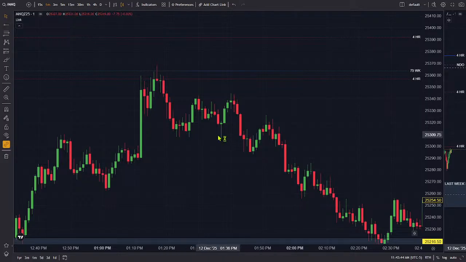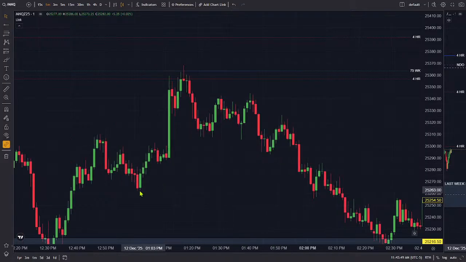This could still be a range at this point, but when we broke below right here, you're good to aim for at least this point right here. So you could get in here and aim for there. Not a lot of points. Don't even know if it's worth it at that time of day.